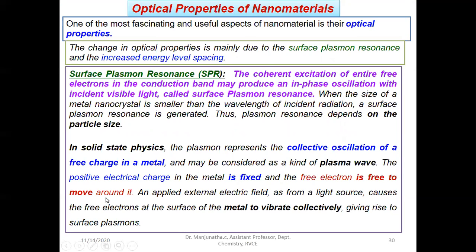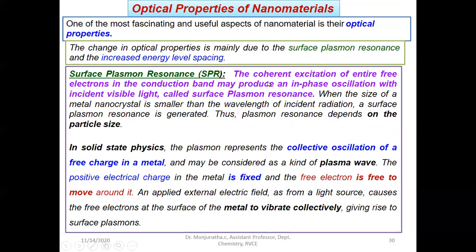It is mainly because of surface plasmon resonance. What is the surface plasmon resonance? It is actually the coherent excitation of the free electrons present in the conduction band of the metallic nanoparticles present in the solution, that they start vibrating, in-phase vibration, oscillation with the incident visible light.